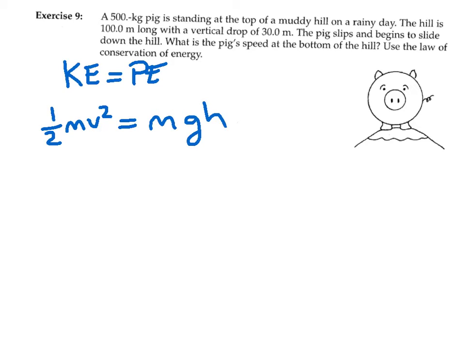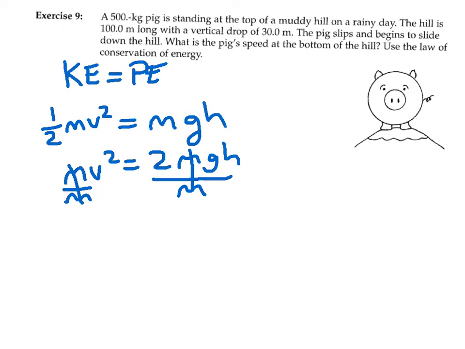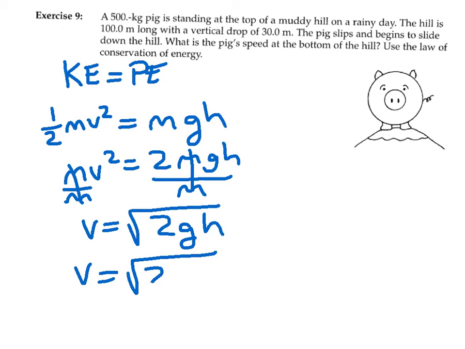So we set both sides equal. We're going to multiply both sides by 2, and end up with mv squared equals 2mgh. And divide both sides by m. Hopefully it's obvious, but I'll write it down anyway. v is equal to the square root of 2 times acceleration due to gravity times the vertical height. So all we have to do is plug this in. Square root of 2 times 9.8 meters per second squared, and the vertical height is 30 meters. So we're going to square root all of that.